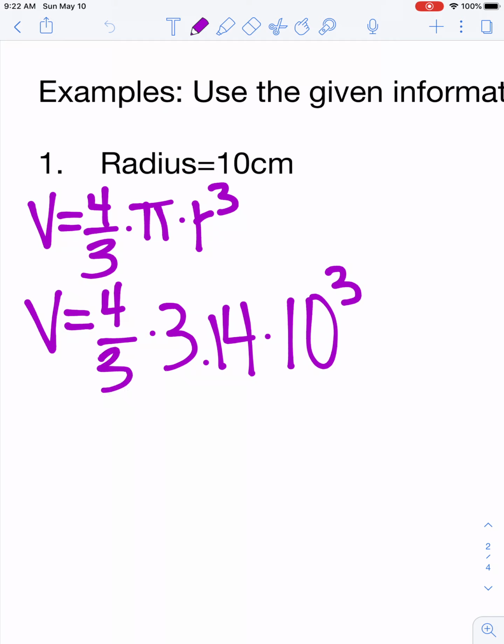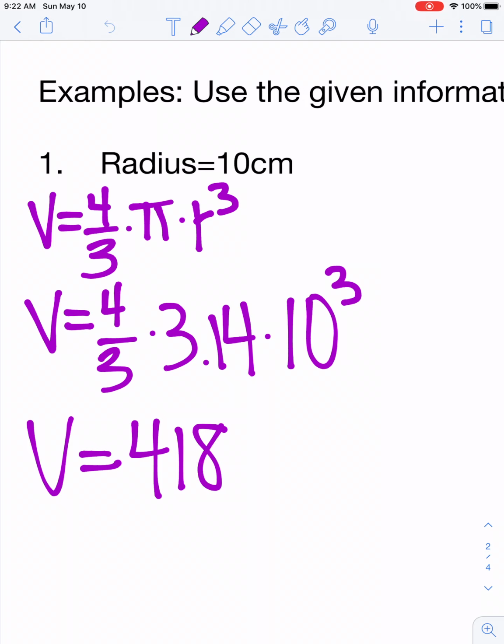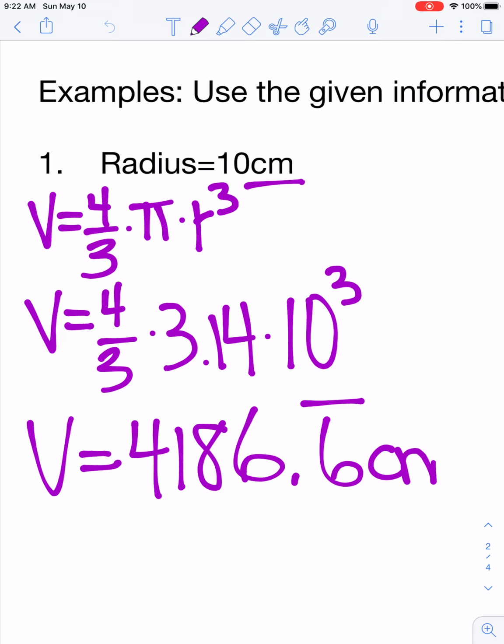Okay, so you're literally just going to put this straight forward into your calculator: 4/3 times 3.14 times 10 to the third power, or if you don't have a power button, 10 times 10 times 10. When you multiply that out, you get 4,186.66666. So that 6 repeats. We're going to put the repeating bar above it. Our label is going to be centimeters cubed.